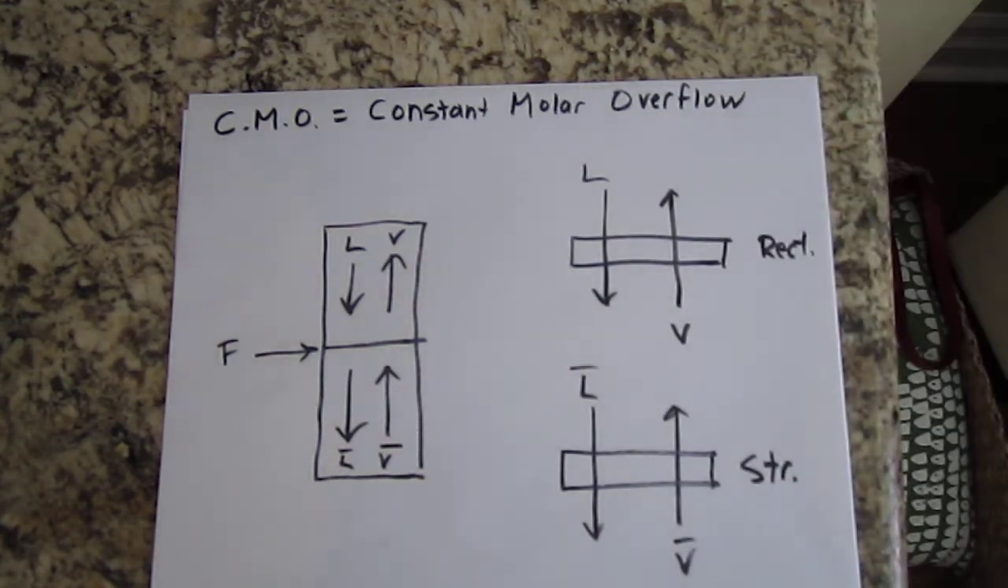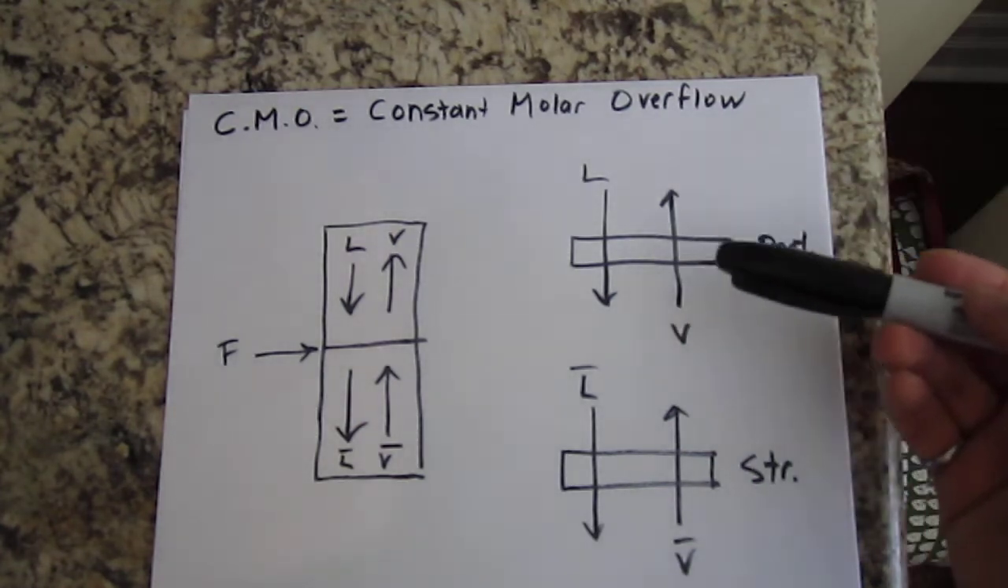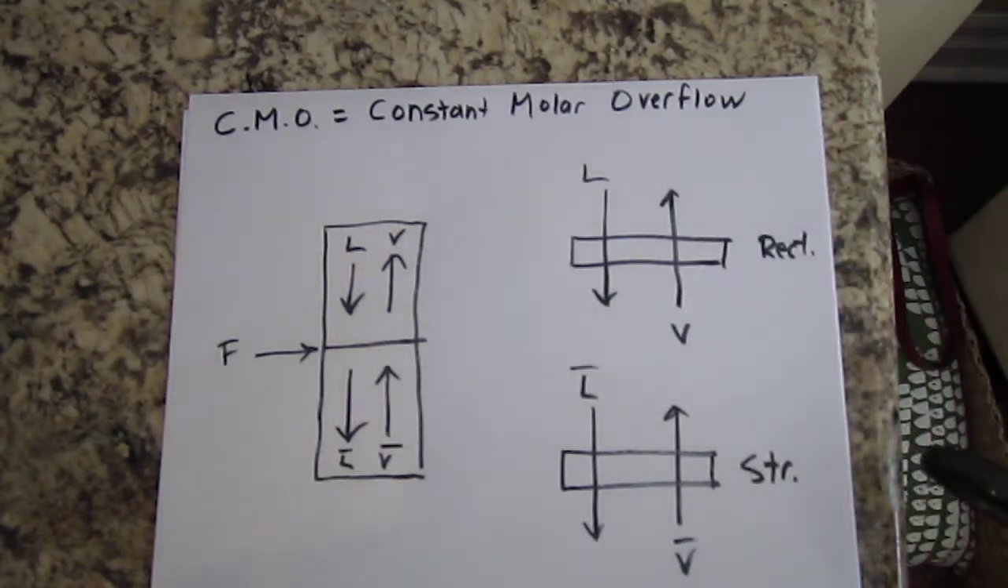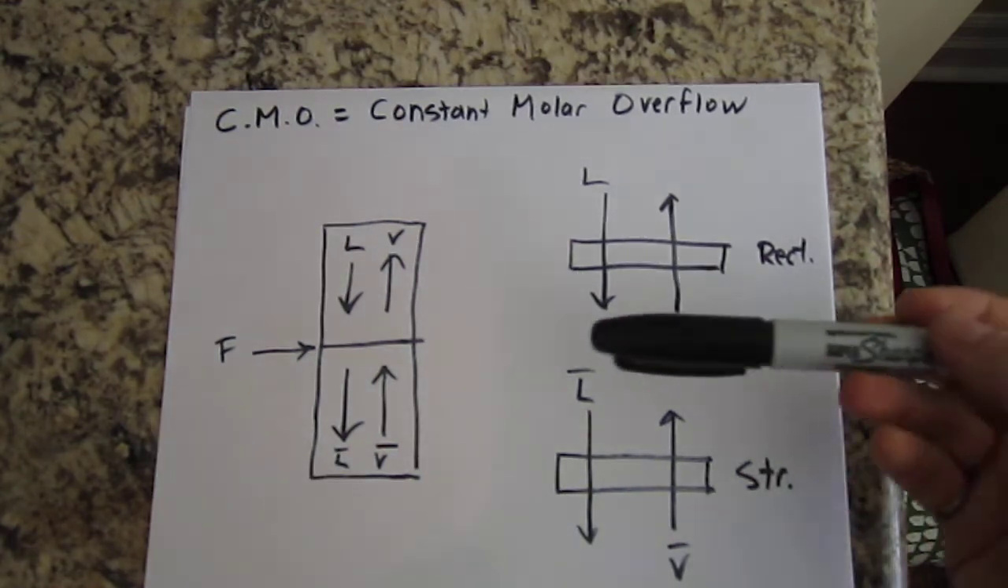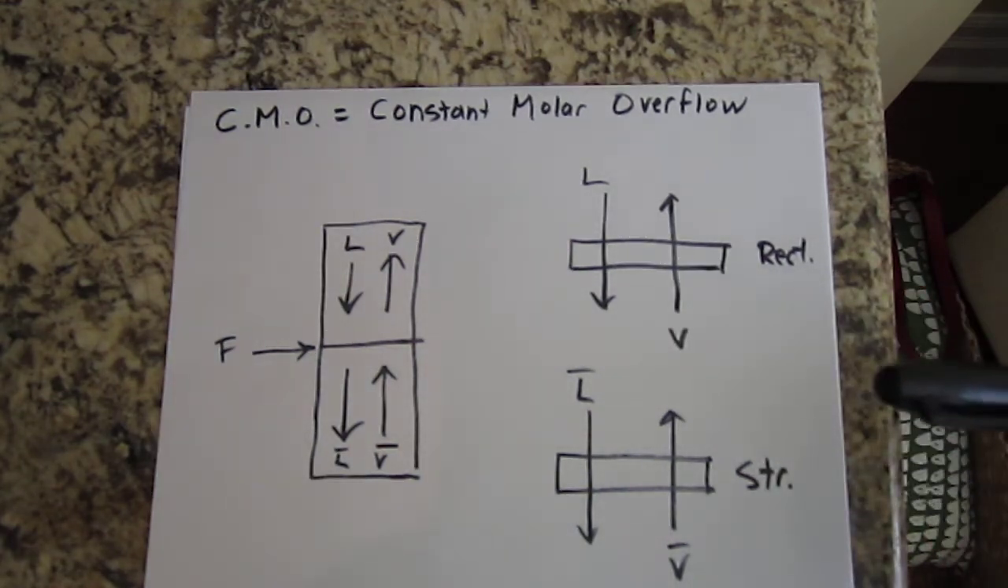So a good way to draw the stages in the rectifying section are just like this: L dropping through and V going up. In the stripping section, L bar dropping through, V bar going up. So the only thing that's changing at these stages is the composition of these streams, right? The only place where this isn't true is at the feed stage, of course, because you're adding F new moles at that stage.